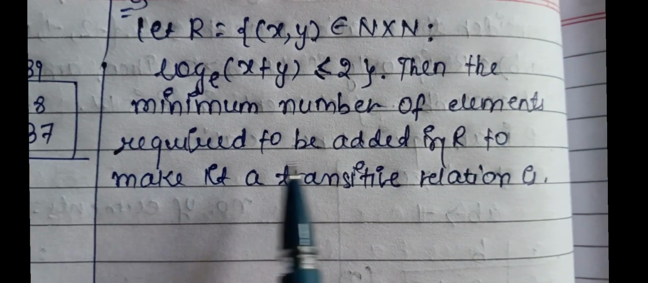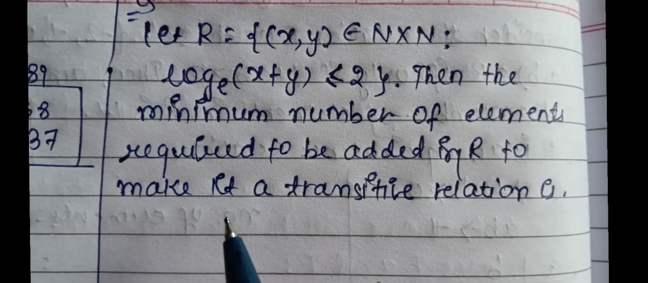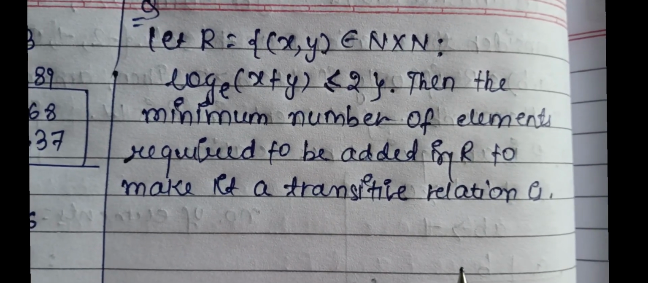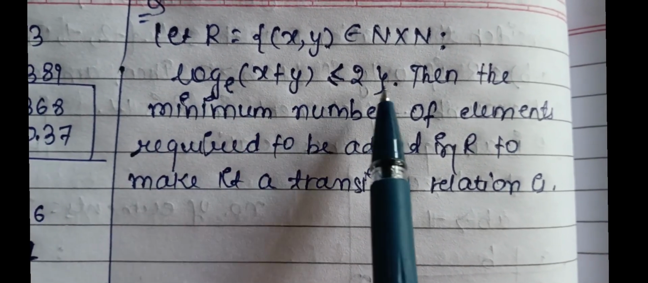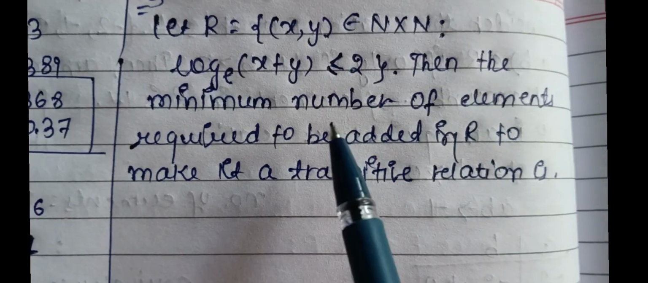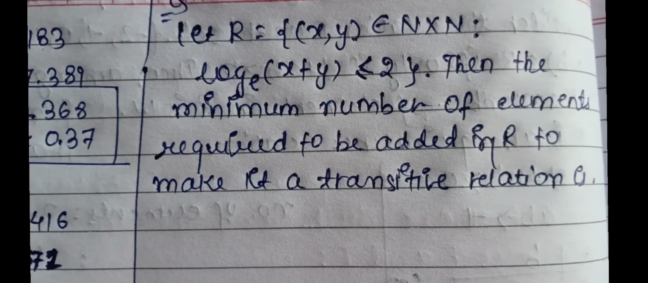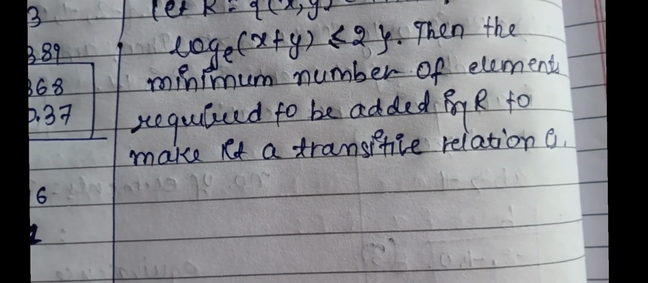So this is the question which was asked in JEE Mains April attempt right now, and let us see how to solve it. So this is a very simple question. Some kind of a relation is given to us, and then we have been asked to calculate the minimum number of elements which are required to be added in the relation to make it a transitive relation.